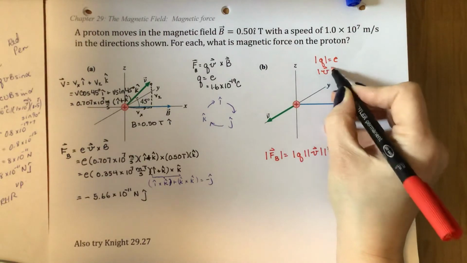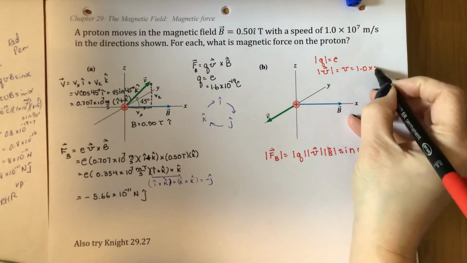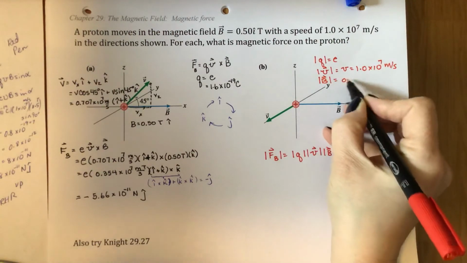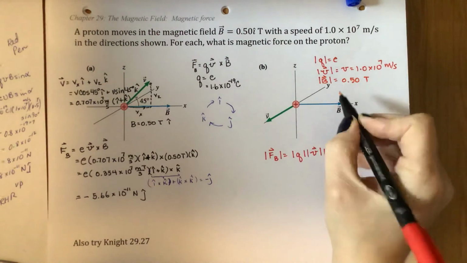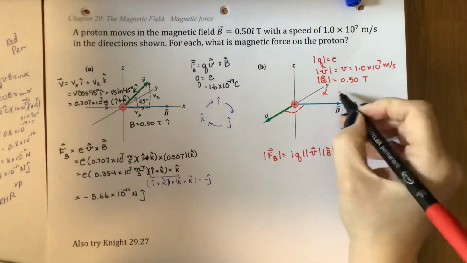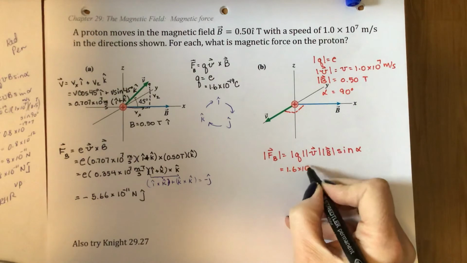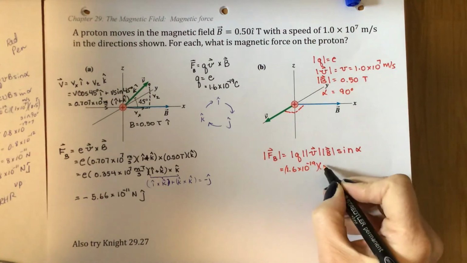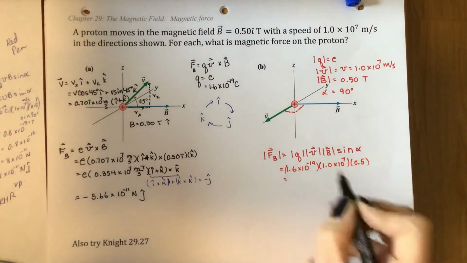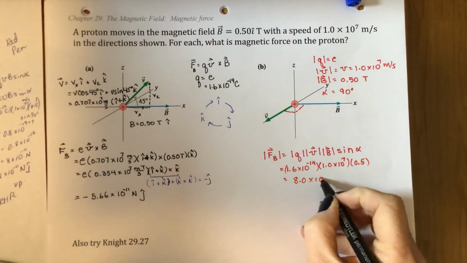is V, 1.0 times 10 to the 7 meters per second. Magnitude of the magnetic field, 0.50 Teslas. And the angle between V and B, well, one is along the Y, one is along the X. That angle is 90 degrees. So we put our numbers in. And we get the strength of the magnetic force is 8.0 times 10 to the minus 11 newtons. We'll get our direction using the right-hand rule.